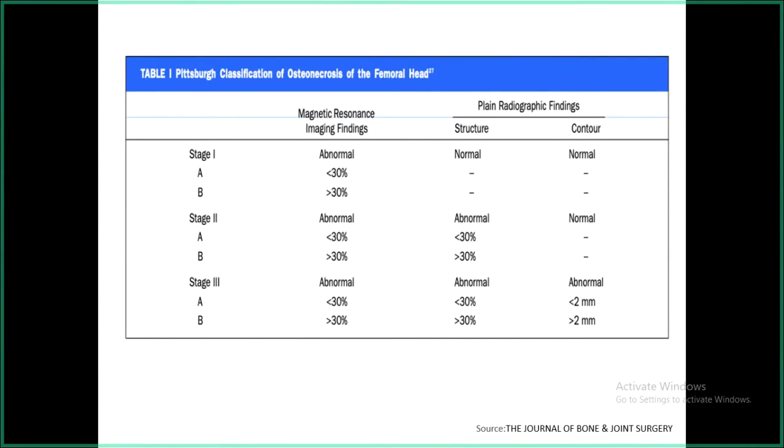This is the Pittsburgh classification of osteonecrosis, which is again based on the MRI as well as the radiograph. Stage 1 shows abnormal MRI with normal radiograph, with less than 30% and more than 30% involvement of articular cartilage on MRI. Stage 2 shows abnormal MRI with some femoral head contour changes on radiography, and stage 3 shows everything is abnormal, with less than 30% and more than 30% involvement of the articular cartilage.